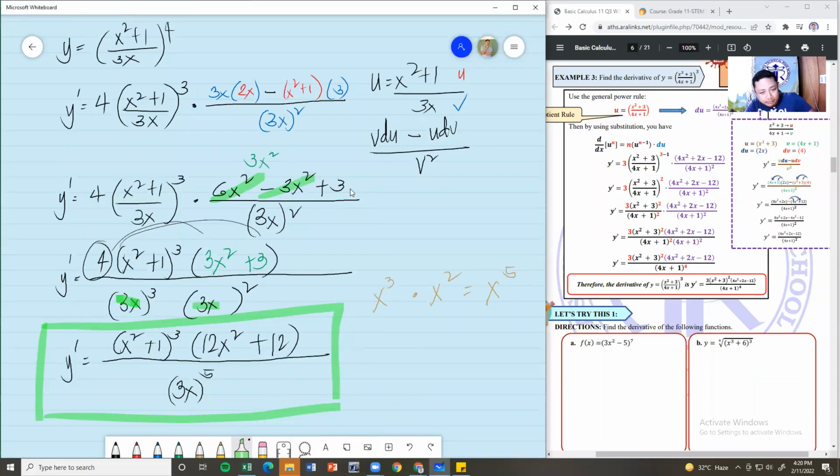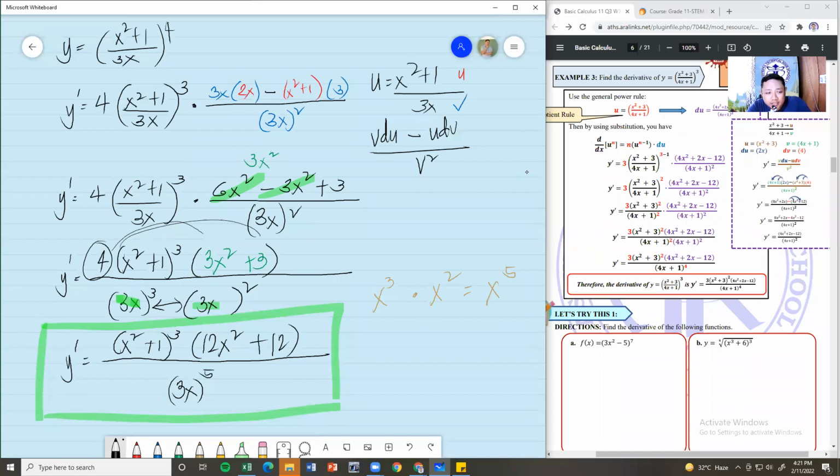Or y prime will be equal to x squared plus 1 cubed times 12x squared plus 12 over 243. Di po, sir, yung... di po ba pag-multiply? Okay. Ang tanong pala, hindi pala to. Ito pala. Sir, hindi po ba i-multiply itong dalawang to? Hindi po ba i-multiply yung 3x times 3x?